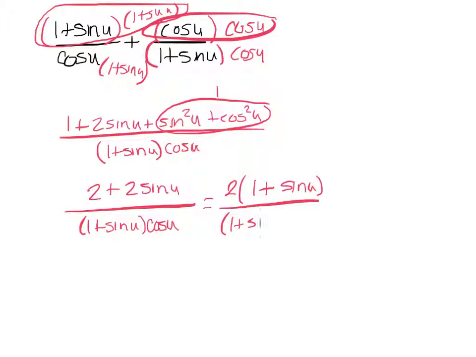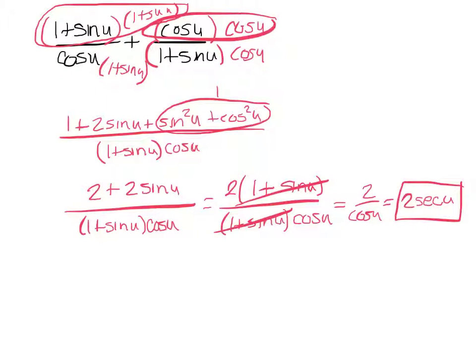And I still have the bottom. And then I have 1 plus sine u, 1 plus sine u. Those cancel out. So we have 2 over cosine u. And typically you don't leave it as a fraction if you don't have to. So that cosine u, I can rewrite that as 2 times secant. And that would be our one trig function.